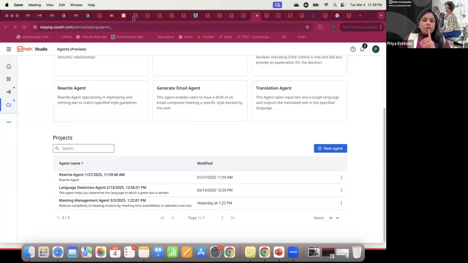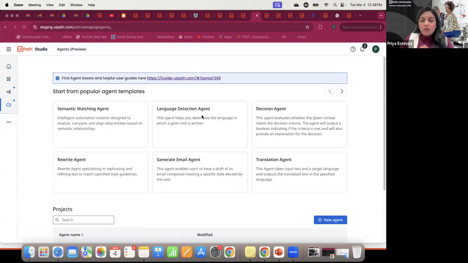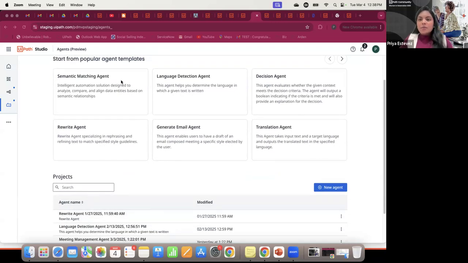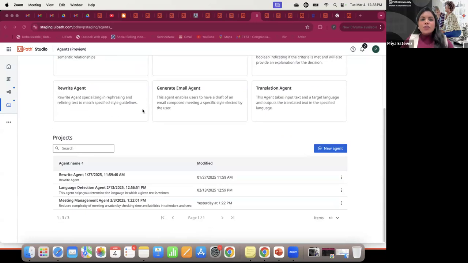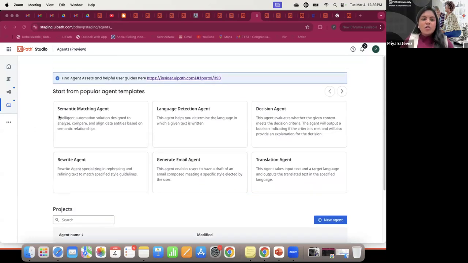So I'll show you a quick preview of what's available with the agent builder as well. This is not currently publicly available yet, but if you sign up for the insider preview portal, you could get access to it. Right now, it's in private preview where people are testing and the product is being worked on. As you can see, there are templates already given for your agents, and you could build based on a template, or you could build your own agent right from scratch.